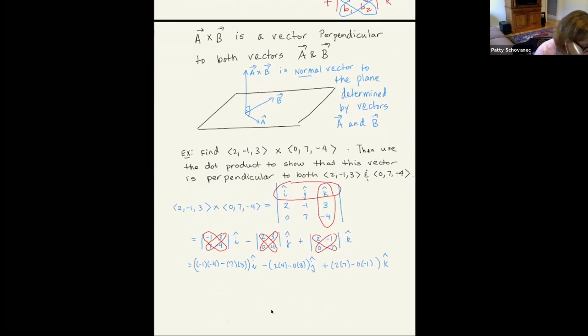So let's see what I got here. I've got 4 minus 21, which is a negative 17. Then I have 8 minus 0 with the minus sign in front, which gives me a minus 8j. And then 14 minus 0 with the plus sign in front. And so there's our cross product.